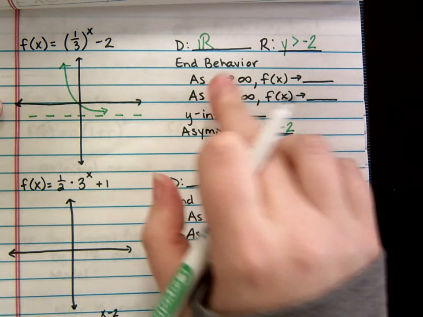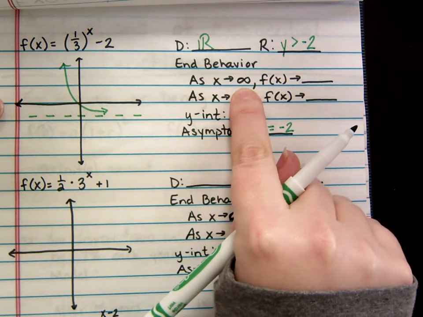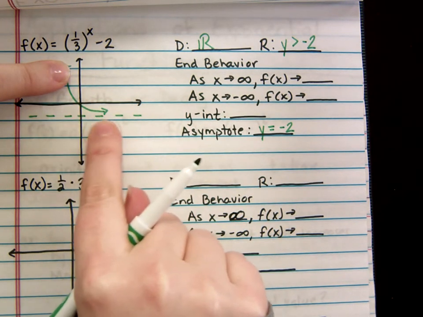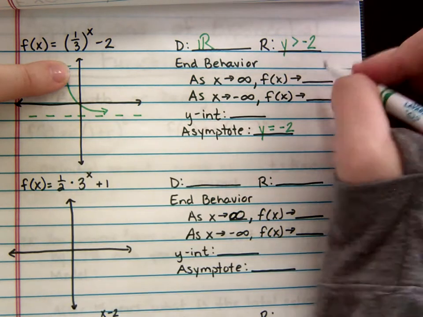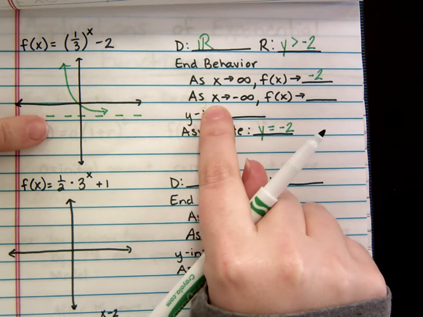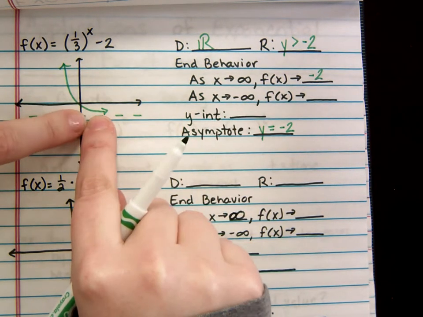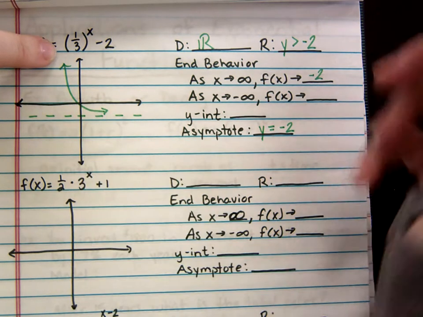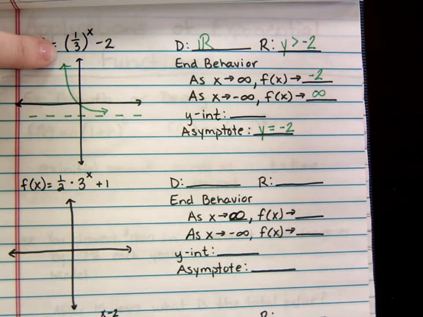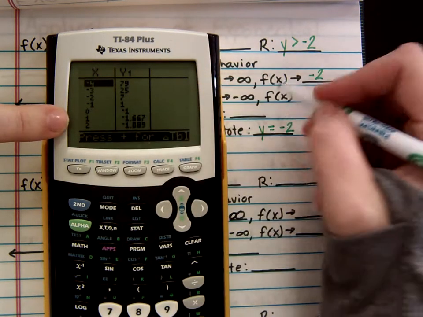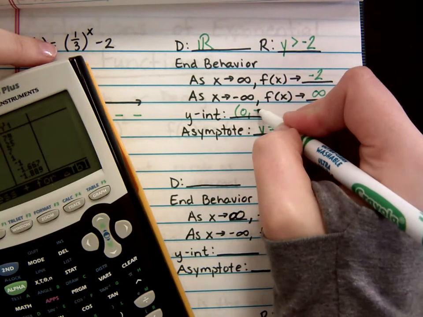Now for the end behavior, x approaches infinity. That's as we go to the right. As we go to the right, my graph is going down, but only till it gets to -2. As x approaches negative infinity, that's going to the left. As we go to the left, my graph is going up without limit, so it's positive infinity. And of course, the point where it crosses the y-axis is 0, -1, so that's the intercept.